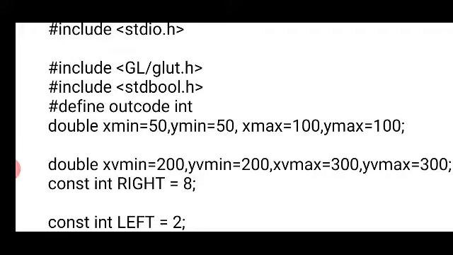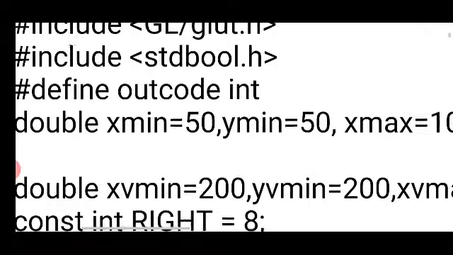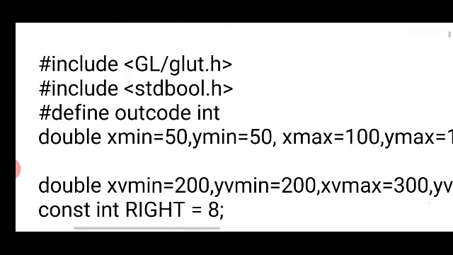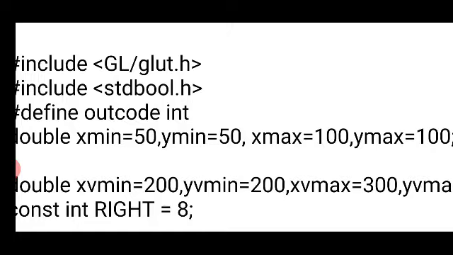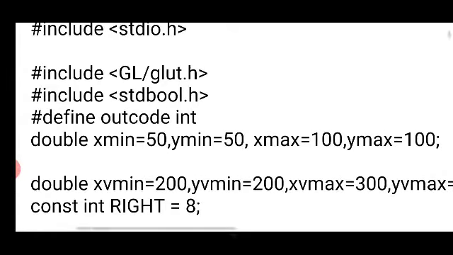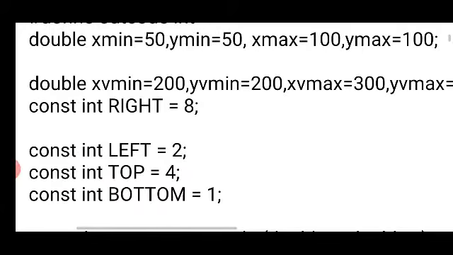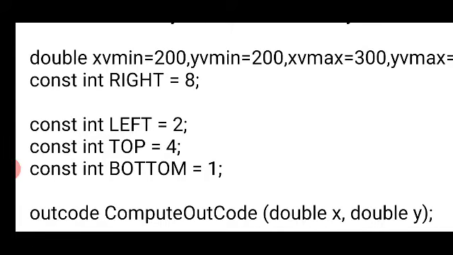In this program we are going to draw two different windows, one for displaying the line before clipping and one for displaying the line after clipping. The first declaration is for the endpoints of the first window, for displaying the line before clipping, and the second defines the vertices for the second window, for displaying the line after clipping. We also use four constants, right, left, top, bottom, which are used for calculating the region codes.